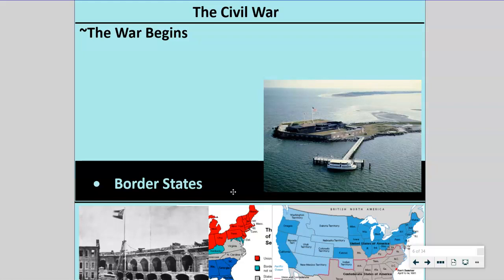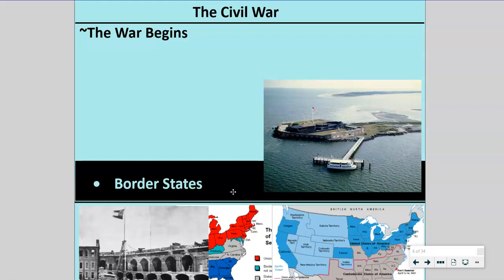One, if the border states were lost, it would have increased the South's population by 50%. A lot of wars are a numbers game, right? Who has the most men to lose? It's kind of a cruel, bloody form of math. So the border states would have increased the South's fighting population by 50%. You can't lose them there.